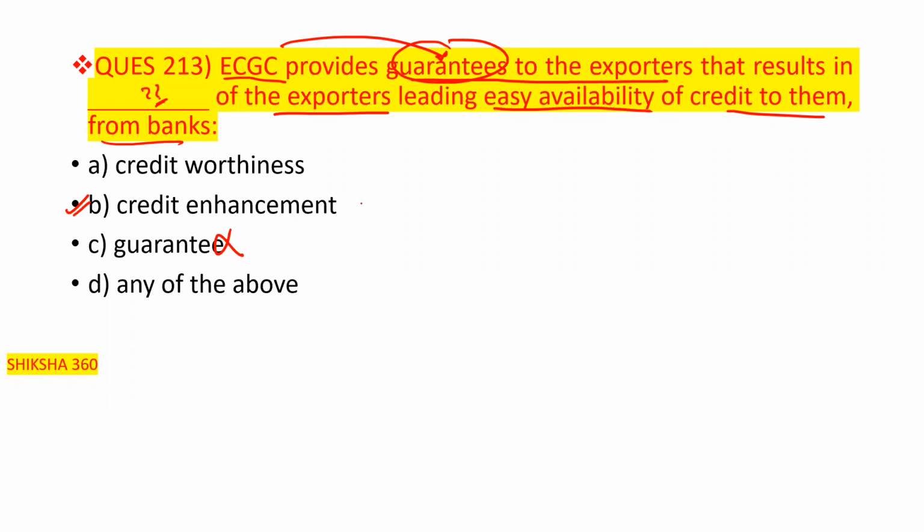That results in credit enhancement of the exporters, leading to easy availability of credit to them from the banks. Leading to easy availability of credit to them from the banks. So option number B is the correct answer here.